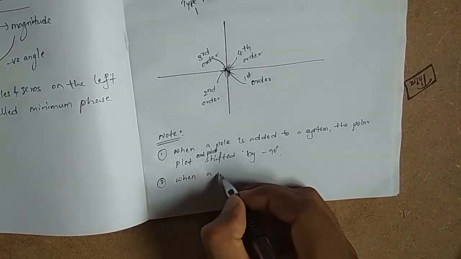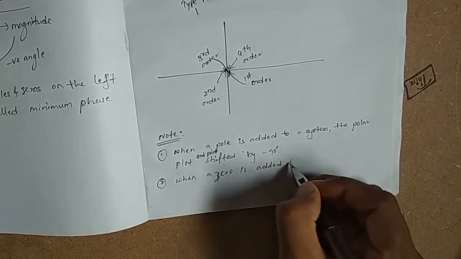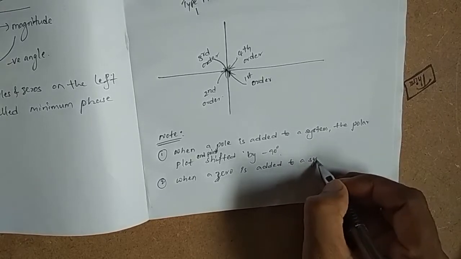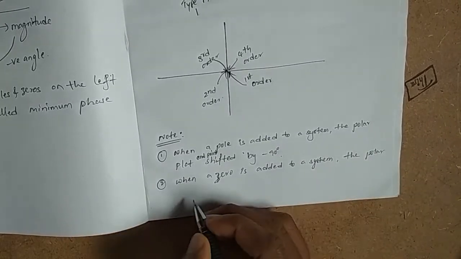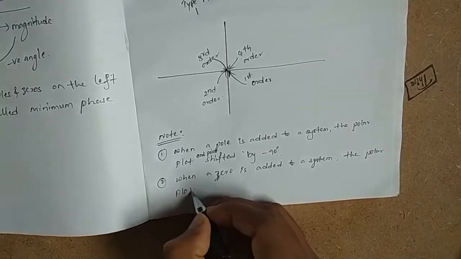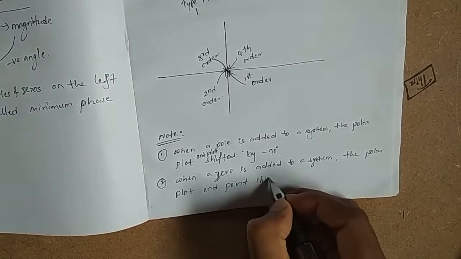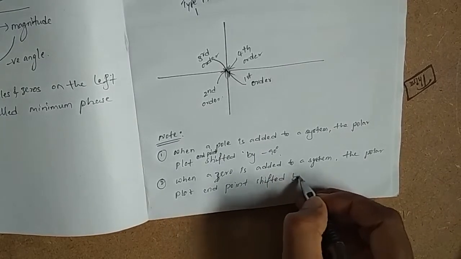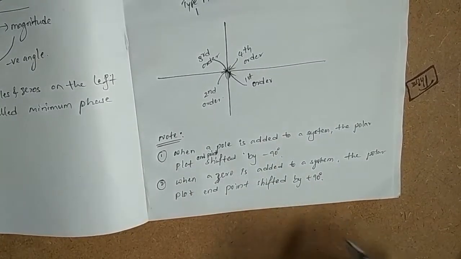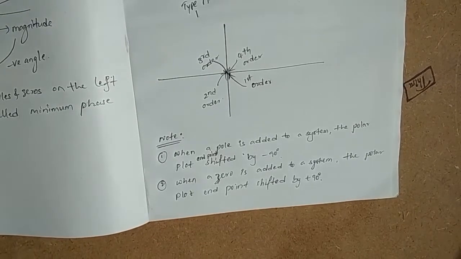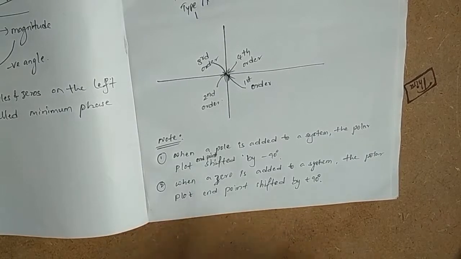When a zero is added to the system, the polar plot end point shifts by +90 degrees. -90 means clockwise, +90 means anti-clockwise. When a pole is added to a system, the polar plot end point shifts by -90 degrees.